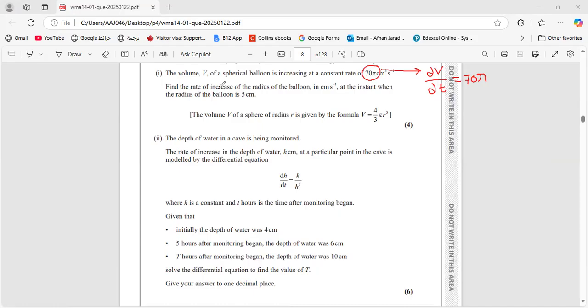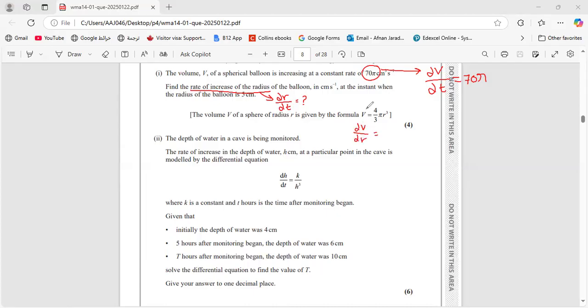Find the rate of increase of the radius of the balloon in centimeters per second at the instant when the radius of the balloon is 5 centimeters. So the question is to find the rate of increase of the radius. Again, the meaning of rate of increase or decrease is over dt. So you need to find dr over dt. The volume of a sphere of radius r is given by this formula. So from this formula, I can find dV over dr.